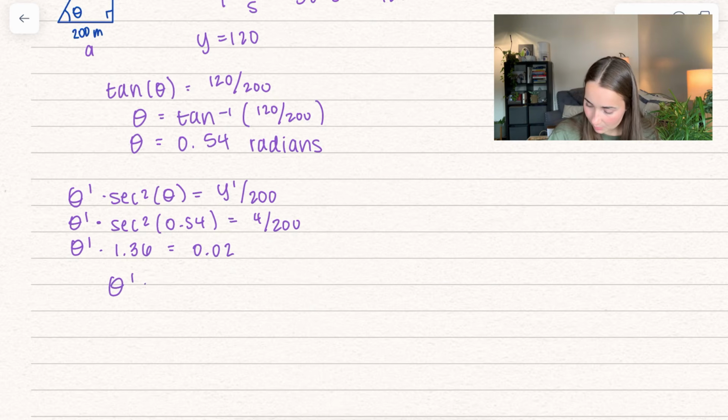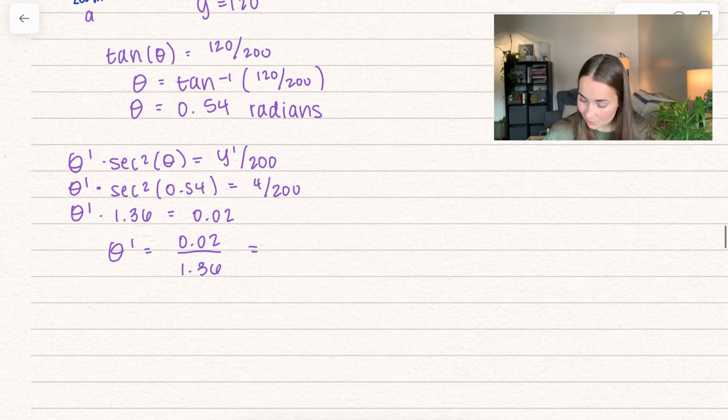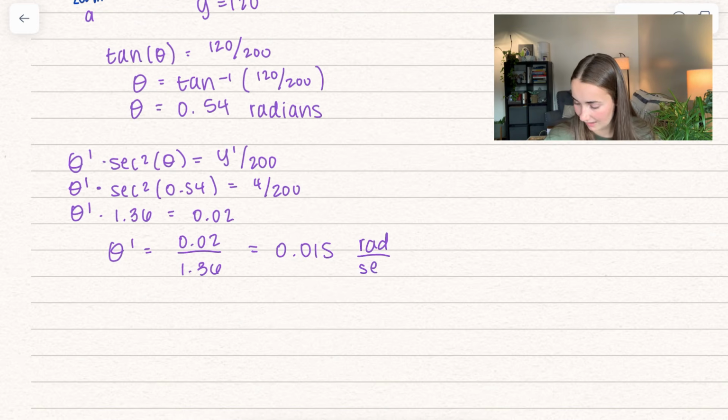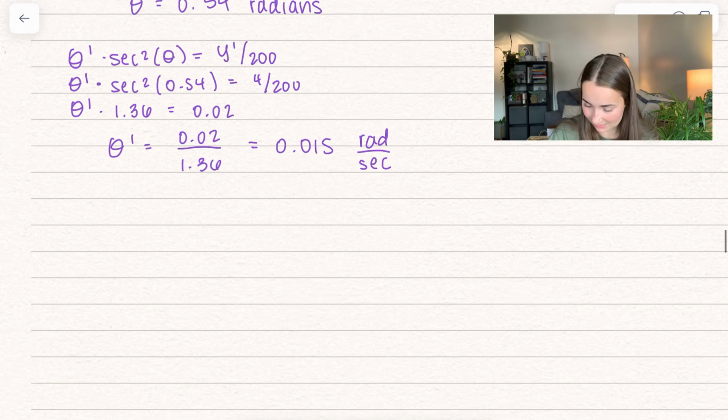So in order to get theta prime all by itself, I'm going to divide over that 1.36. So this is about equal to 0.015. I did some approximating, and this is going to be radians per second. So now we found the rate that the angle is increasing. So let me go ahead and write that out all nicely.